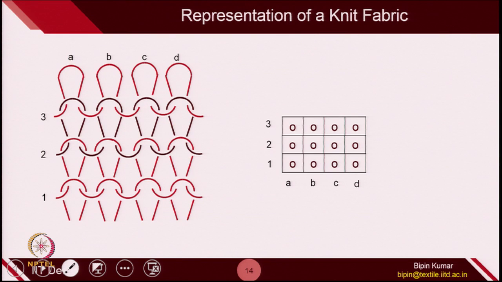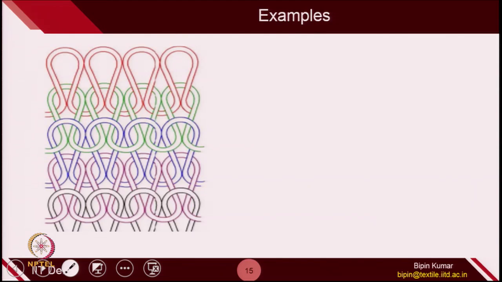So, the entire fabric we can represent by a simple table of rows and columns, and in each box of the table you can identify whether it is a technical front or a technical back. As a different example, we can also look at a different fabric. Here also you can see there are 4 rows, which are the pink one, blue one, green one and red one. And there are 4 columns.